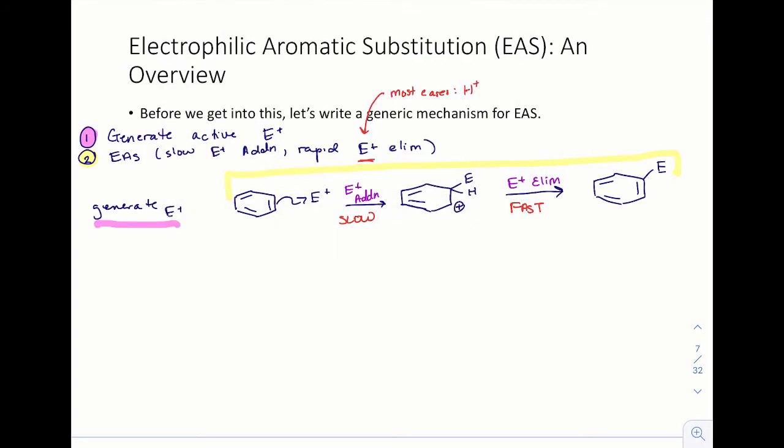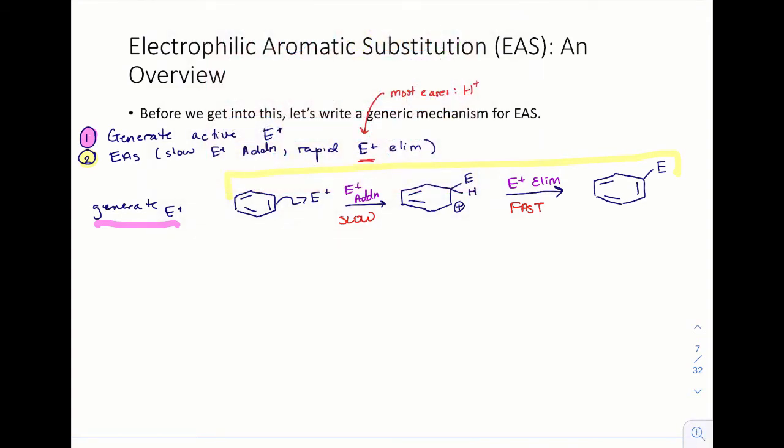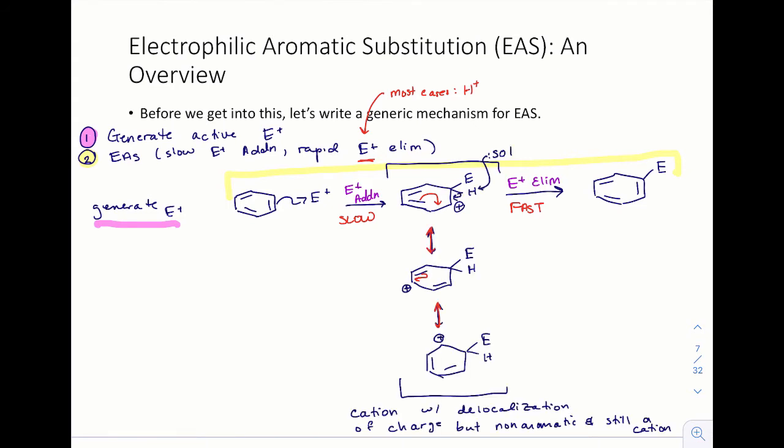And these cations are stabilized by delocalization of charge. You should practice drawing the resonance structures. Let's go ahead and do that now. So this intermediate is stabilized by delocalization of charge and electrons, but it's non-aromatic, and more importantly, it's still a cation. So it is high energy, and this first step is a slow step.